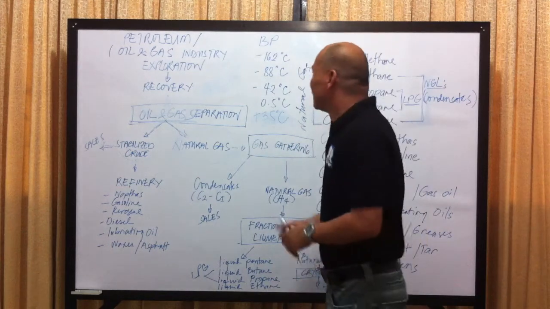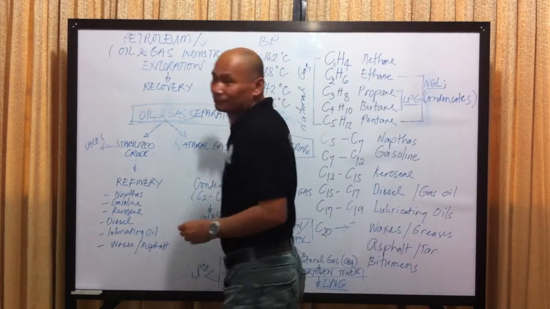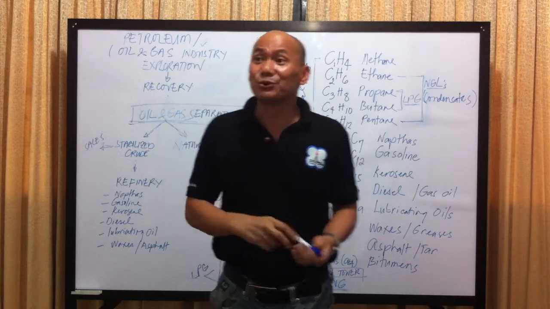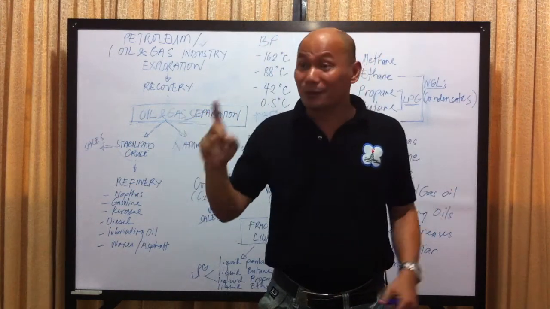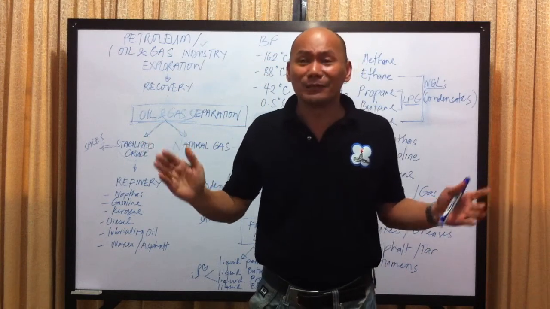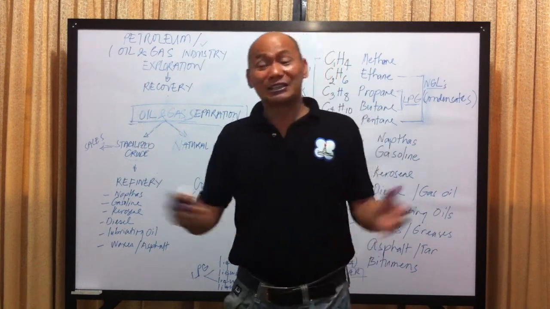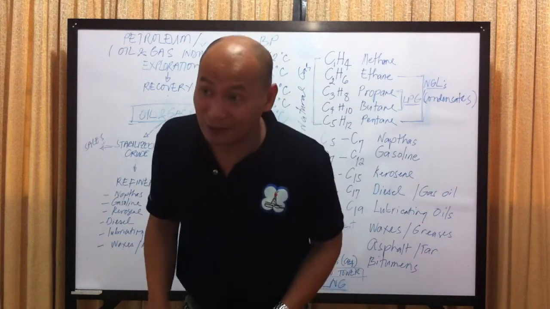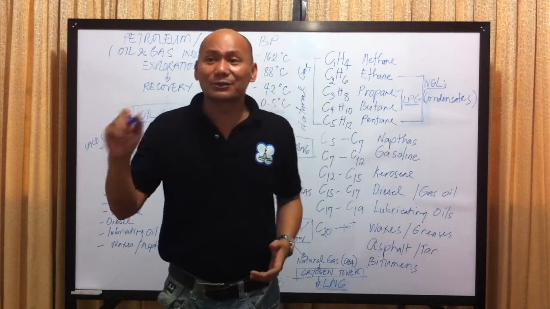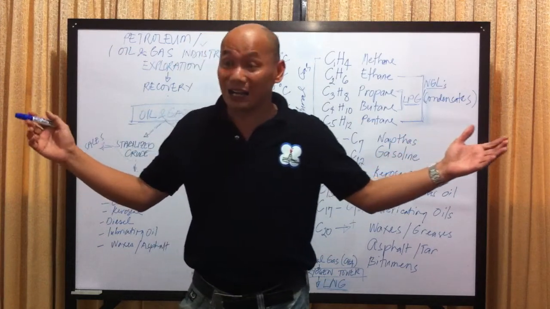Now, let's start with petroleum. What do you know about petroleum? Petroleum comes from two words. Petra means rock and oleum means oil. Simply, it means rock oil. It is also commonly called crude oil. It is a naturally occurring liquid substance consisting mainly of hydrocarbons.